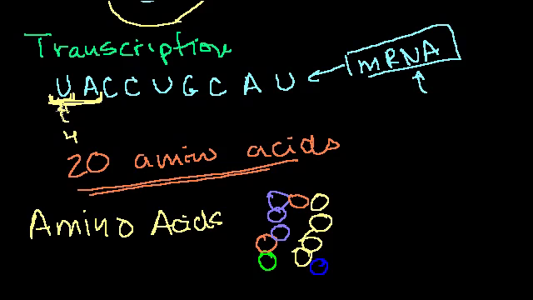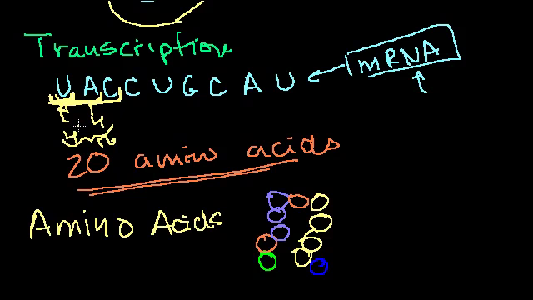Well, we have 4 possibilities here, and then we'd have 4 possibilities here. So we'd have 16 possibilities. But that's still not enough. That's still not enough to code for one of 20 amino acids, to say, hey, this is going to code for amino acid number 5. And we'll talk more about their actual names. So what do we have to do? Well, we have to use 3 of them.